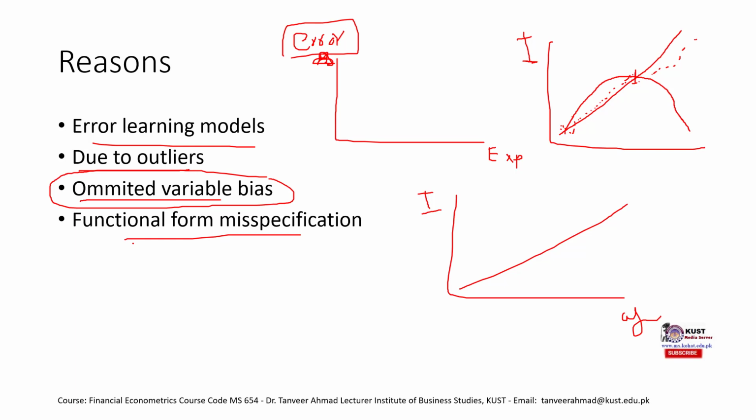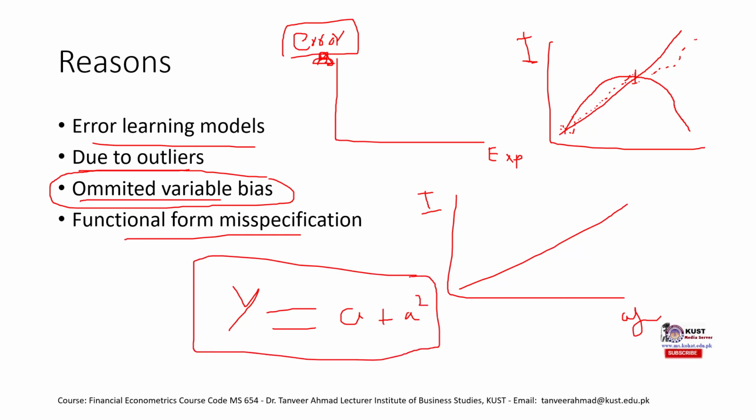So instead of regressing the y variable on age, we need to include, let's just say, age square in the equation, and then the functional form would be corrected and our heteroskedasticity issue might be resolved.